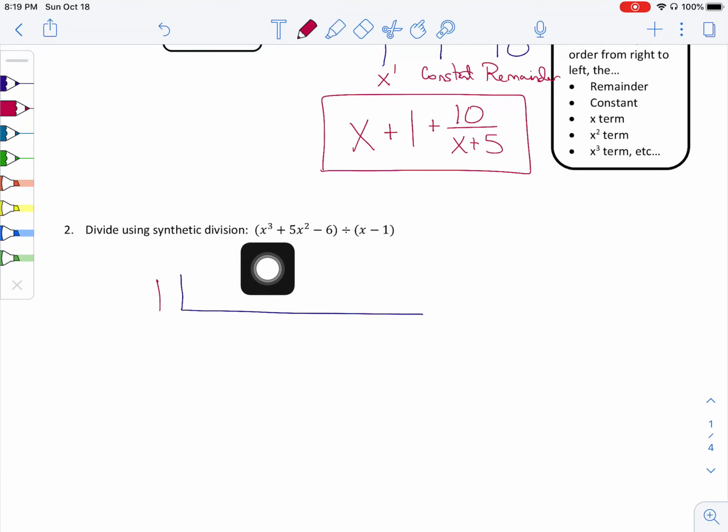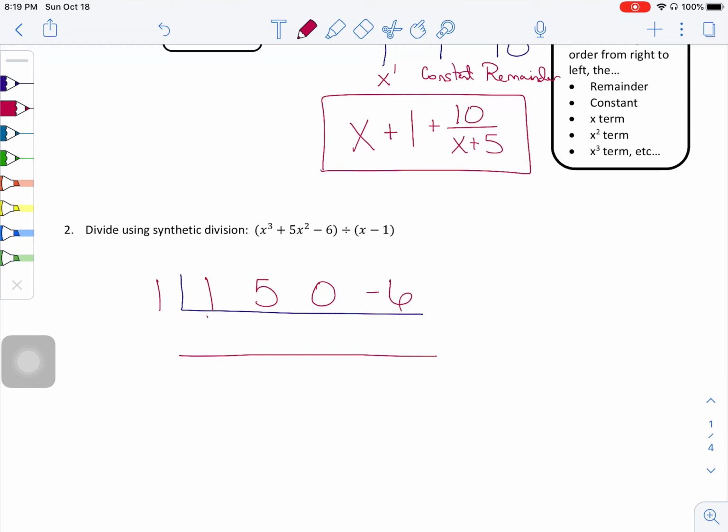And now I want the coefficients of this expression, but we've got to be careful, because if we look at this expression, we have x cubed, we have x squared. We're missing the x term. There is no x term there, so we're going to need a placeholder for it, and then we'll fill in our constant. So x cubed has a coefficient of 1. x squared has a coefficient of 5. x doesn't exist, so we're going to use 0 as a placeholder. And then we have our constant of negative 6. So I'm going to give myself a little line here of space to work.